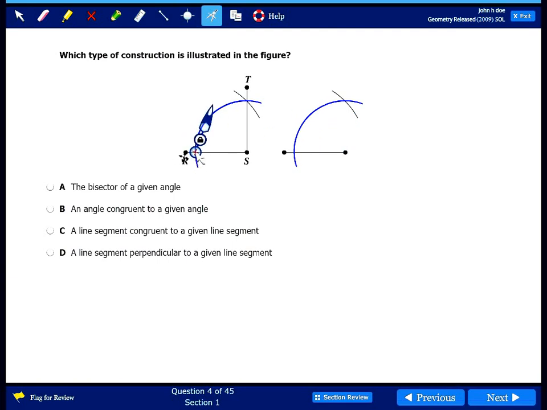Then the next thing you do is you go to where the arc intersected your original line, and we unlock it and we spread it out to where it touches right there. So there's my second arc. Do the same thing. The last thing I would do to copy the angle, which is the correct answer, we are making an angle congruent to a given angle, is I would just take my line tool and put it right from the dot through the intersection.